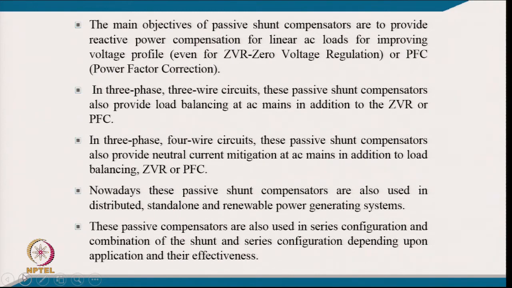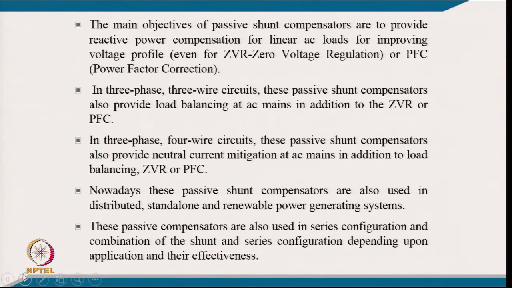In 3 phase 3 wire circuits, the 3 passive shunt compensators also provide load balancing at the AC mains, in addition to zero voltage regulation or power factor correction. In 3 phase 4 wire circuits, these passive shunt compensators also provide neutral current mitigation at the AC mains, in addition to load balancing or zero voltage regulation or power factor correction.